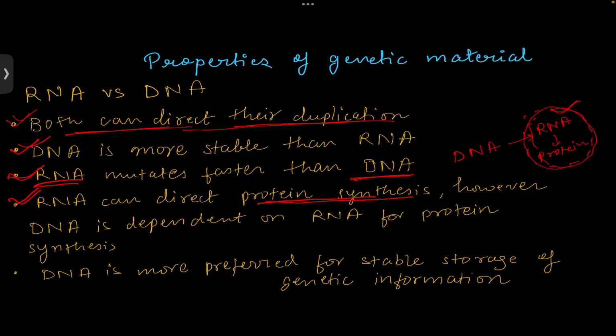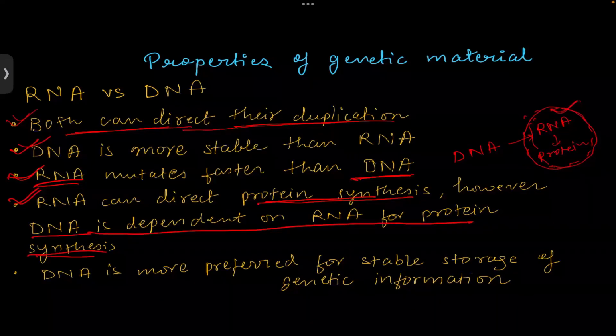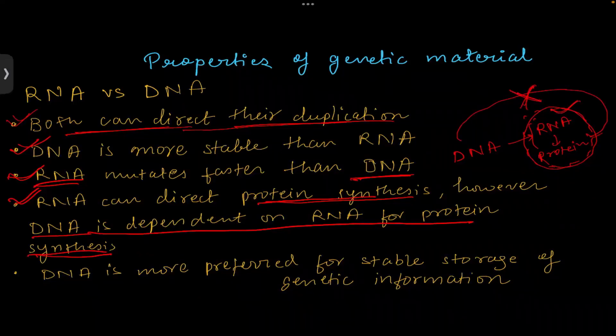So it is the RNA that can direct protein synthesis, and DNA is actually dependent on RNA for this. DNA cannot directly make protein. This is not allowed by nature. There is no mechanism that allows direct synthesis of protein from DNA. It has to go via RNA. So RNA is equally important.